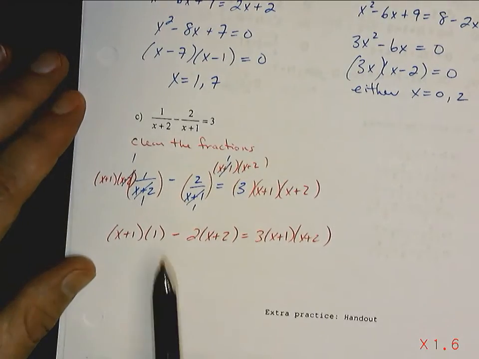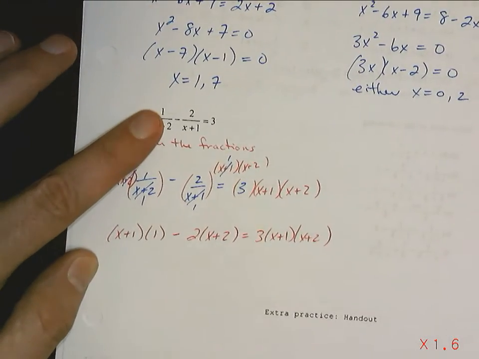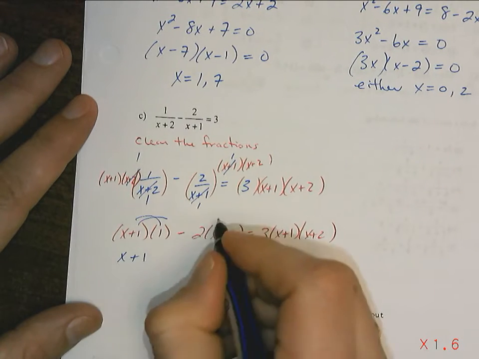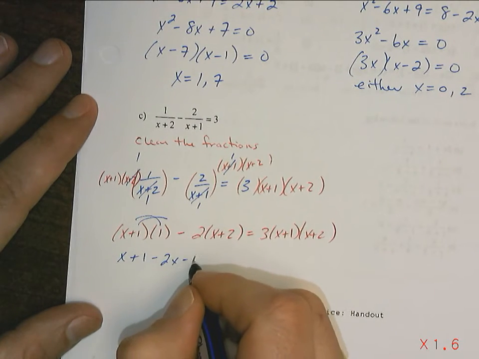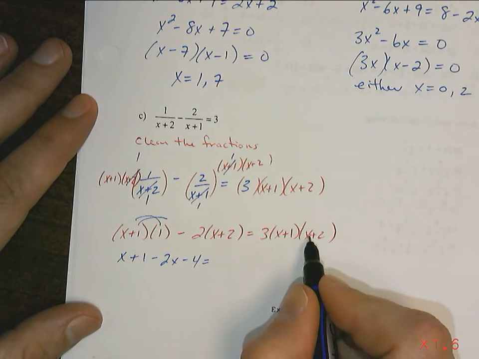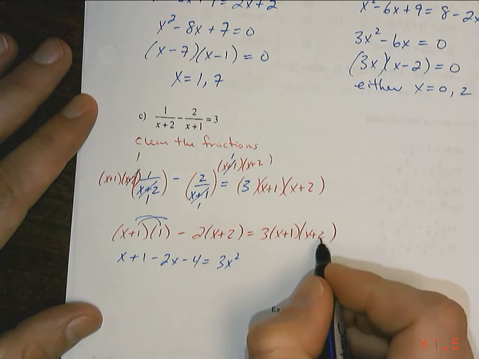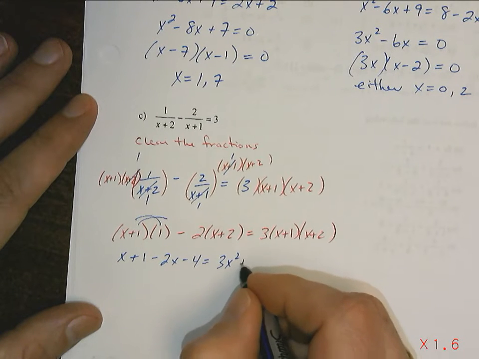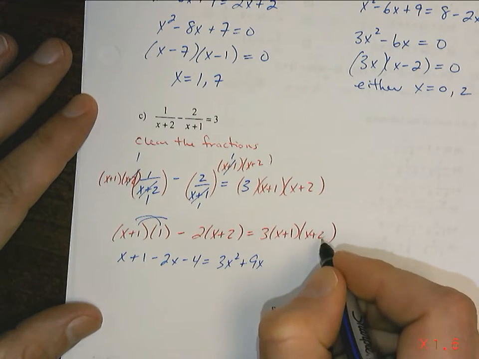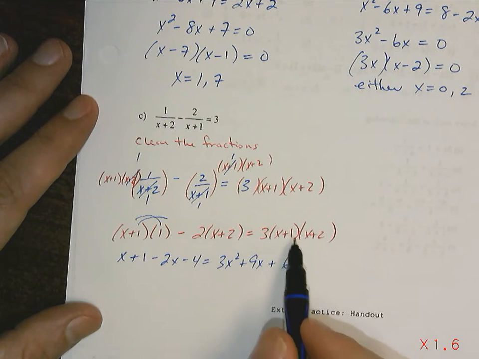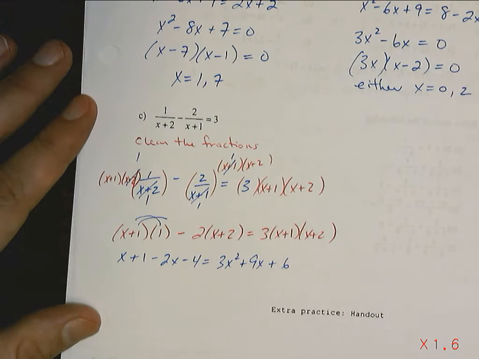And that's a much easier question for us to work with than the above one. This will give me x plus 1. This will give me minus 2x minus 4. This will give me x squared, so it's going to be 3x squared. It's going to give me 3x, which is going to be 9x. And it's going to give me 2, which is going to be 6. So I did that in my head, so be careful of that. If you need to do an extra step, that's fine.